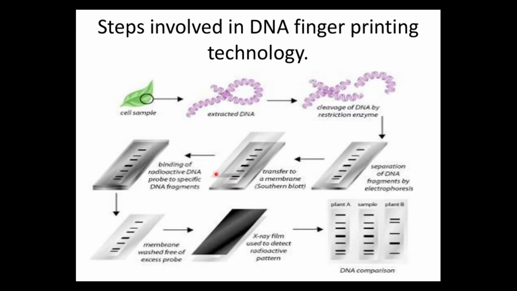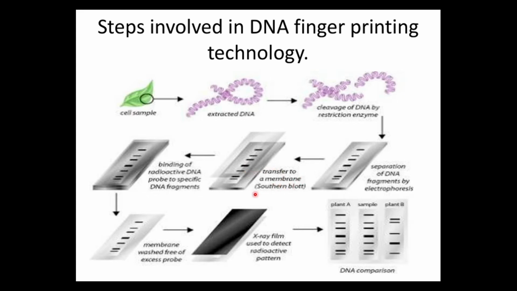Here you will find the diagrammatic representation of the steps involved in DNA fingerprinting technology. The first diagram shows the cell sample. From this cell sample, the DNA is extracted. Then cleavage of DNA by restriction enzymes, giving fragments of the DNA. Then separation of DNA fragments by electrophoresis. Here you will find the DNA fragments arranged according to length.